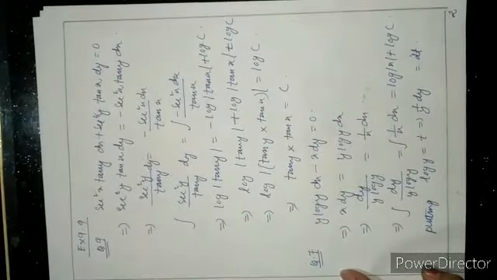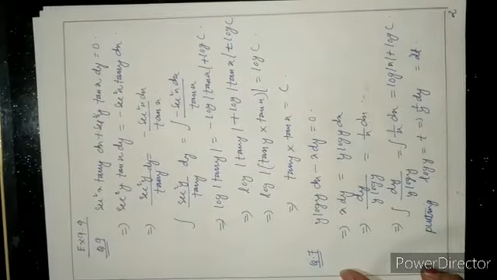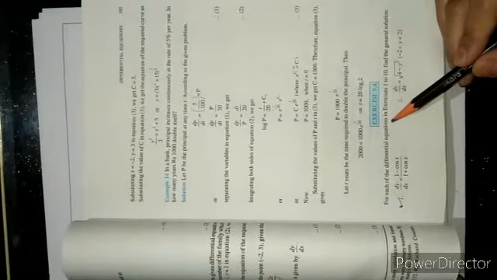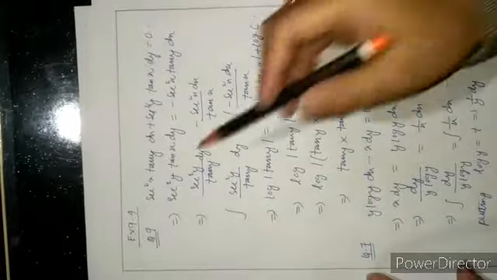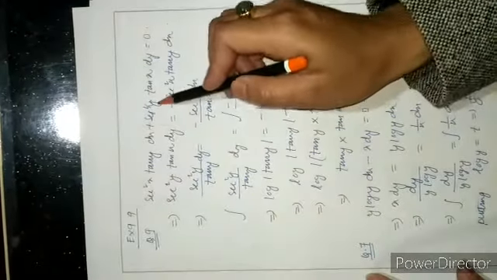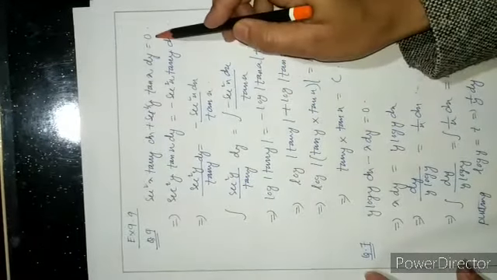Now we are going to solve exercise 9.4. For each of the differential equations, find the general solution. Question number 4: sec square x tan y dx plus sec square y tan x dy is equal to 0.